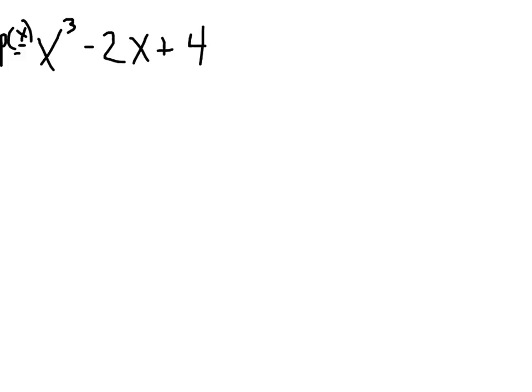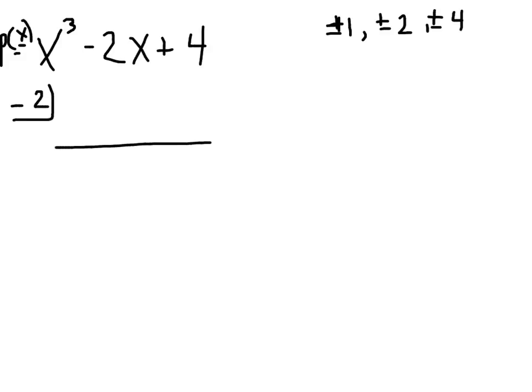For this particular one, if I list out all my possible rational zeros, I get plus or minus 1, plus or minus 2, plus or minus 4. Now, as far as trying which one, you can either use your calculator and see where it crosses, which might give you a suggestion as to where to start, or you can simply pick one. I picked negative 2. I have to have a 1 there for the x to the third, a 0 there for x squared, then negative 2 for the x, and 4 for the constant. It's very important to put that 0 in there, otherwise you're going to be off.